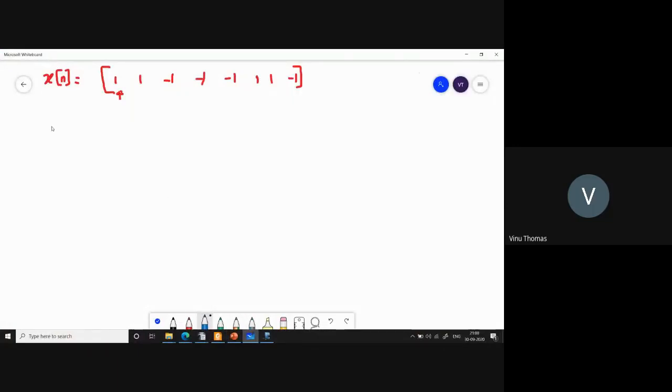So let us add the first half of the sequence to the second half. I will call that g of n. So g of n is the 4-point sequence found by adding the first half to the second half. So where does the second half start? Second half starts here. First half is up to here. So I will mark this as the first half, and this is the second half. So 1 plus minus 1 is 0. Second is 1 plus 1, which is equal to 2. The third is, what is the third sample?